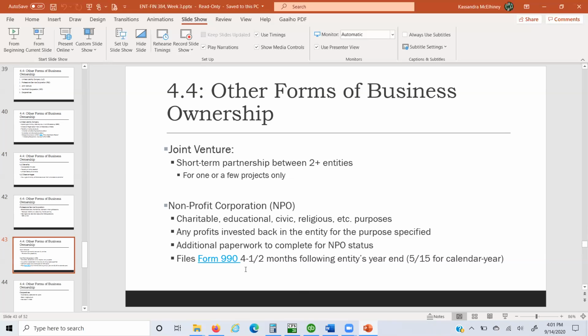There's additional paperwork that needs to be completed to receive nonprofit status. Not only additional paperwork with the federal government, but also with the state. And there are also annual reporting requirements. There's what's called a Form 990 for a not-for-profit entity, and there are variations on that form as well. There's a 990-T, there's a 990-N, there's a 990 postcard. There are a few variations. A 990-PF for private foundations. So there are a few offshoots of the Form 990. And that's due 4.5 months after the entity's year end. So if you have a calendar year not-for-profit, that 990 is due 5/15.